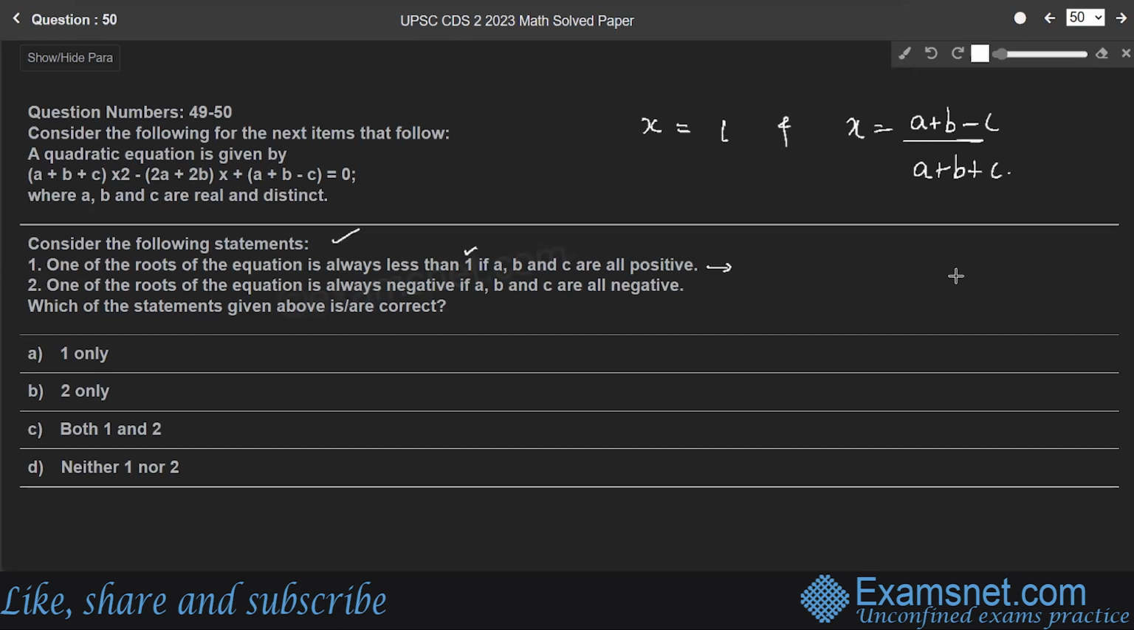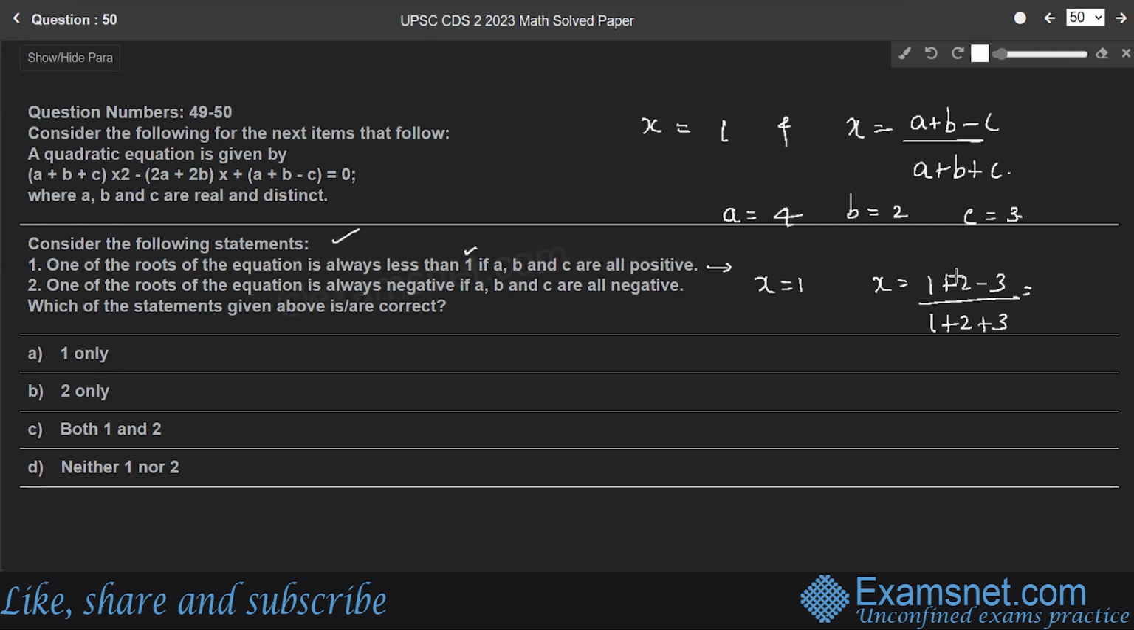So one of the roots of the equation is always less than 1 when a, b, c all are positive. Let us assume a as 1, b as 2, c as 3. Let the numbers be positive numbers. So one of the roots is x is equal to 1. Another root is (a plus b minus c) by (a plus b plus c), which is (1 plus 2 minus 3) by (1 plus 2 plus 3). Here we get 3 minus 3 as 0, or you can alter the value.